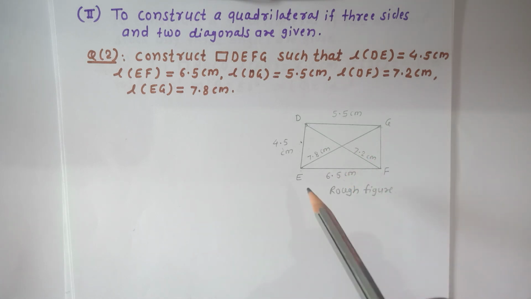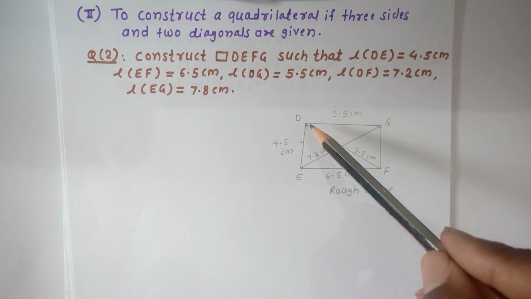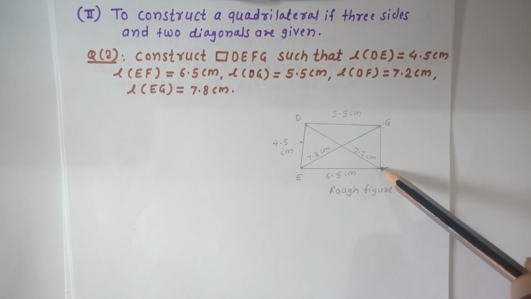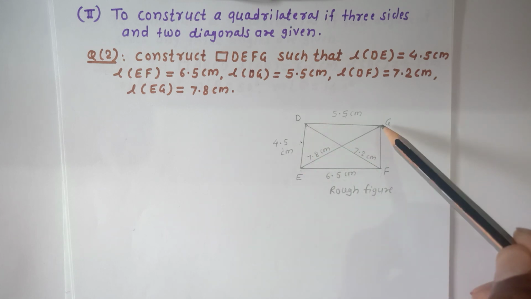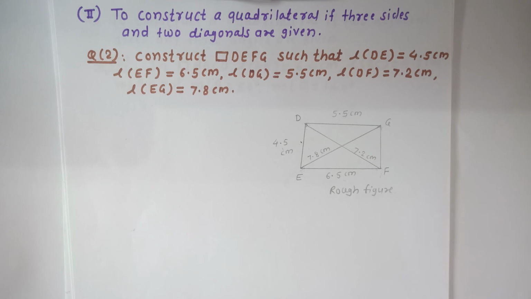Now we have to construct the two triangles here. We have to construct triangle DEF at first, and then we have to construct the triangle DEG here. Now let's solve this example.